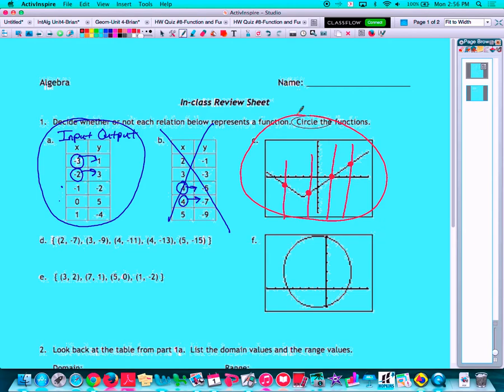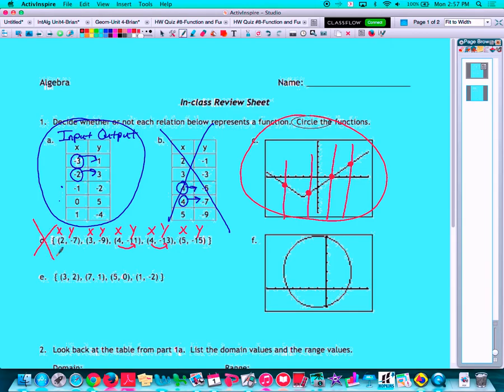D, look at all the inputs here. So x, y, remember every x value is an input, every y value is an output. Does every x value go with exactly one y value output? No, it does not, because if we see the input of 4 goes to -11, but an input of 4 also goes to -13. So that would not be a function.